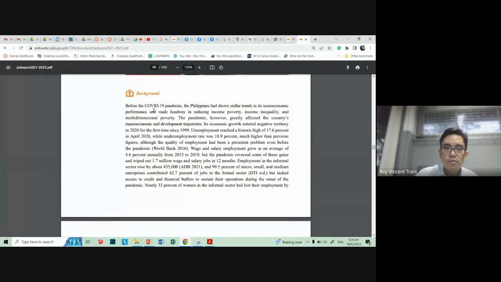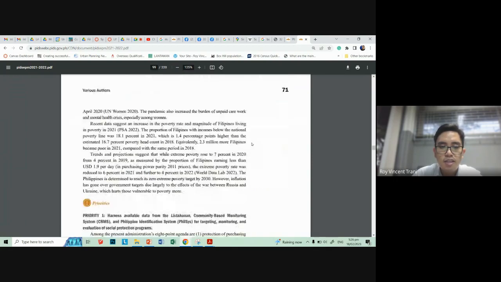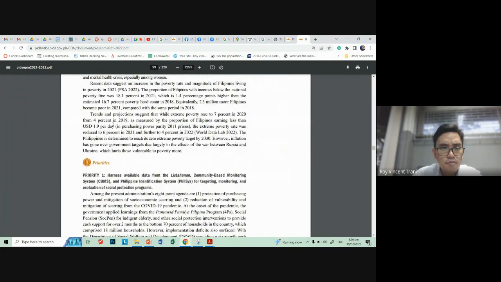So before the COVID-19 pandemic, the Philippines has shown stellar trends in socioeconomic performance and made headway in reducing income poverty, income inequality, and multidimensional poverty. The pandemic, however, greatly affected the country's macroeconomic and development trajectory. Its economic growth entered negative territory in 2020 for the first time since 1999. Unemployment reached a historic high of 17.6% in April 2020, while underemployment rate was at 18.9%, much higher than the previous figures. So what is the priority here?